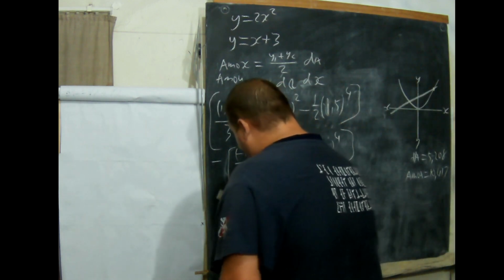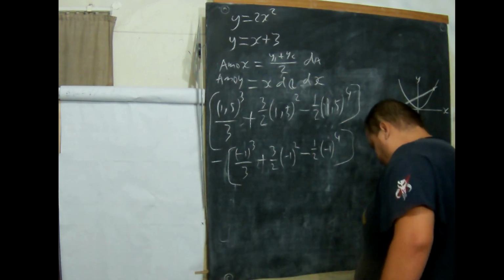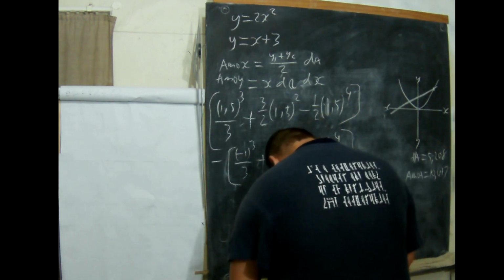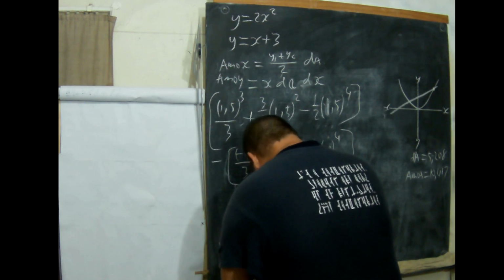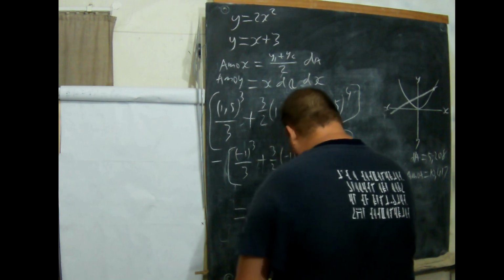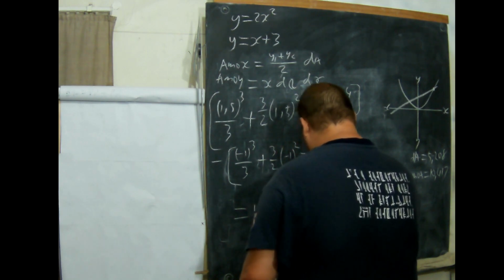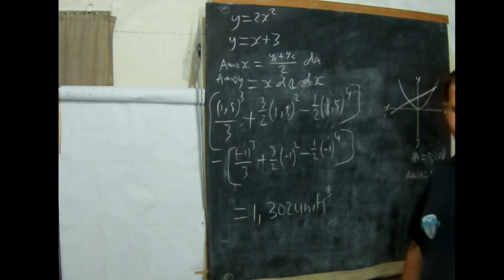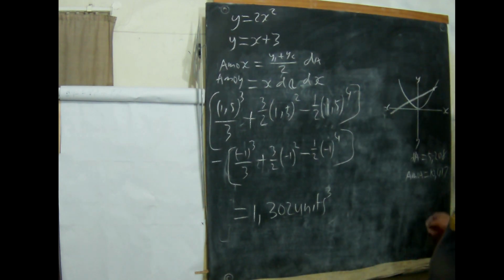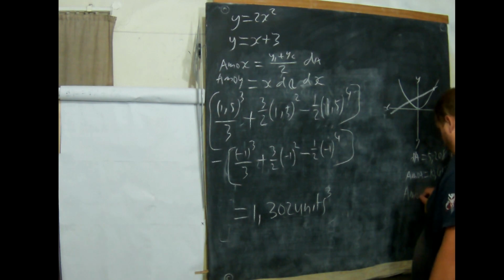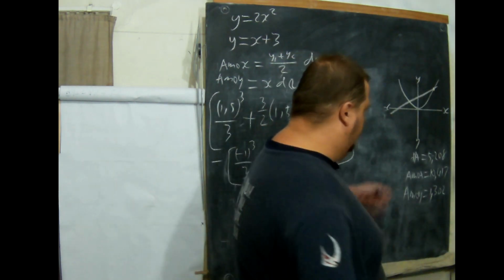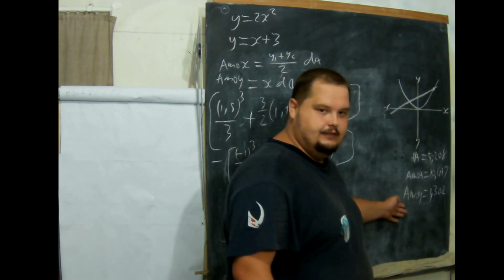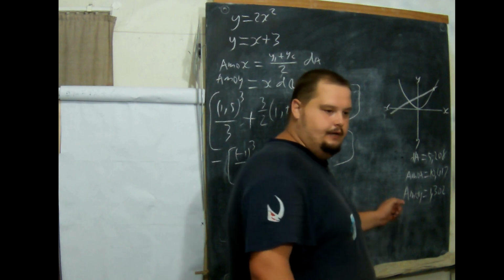And once you put all this in your calculator, you will have 1,302 units cubed. So AMOY equals 1,302. Okay. All my answers are laid out here for a reason, and that reason I will show you right now.